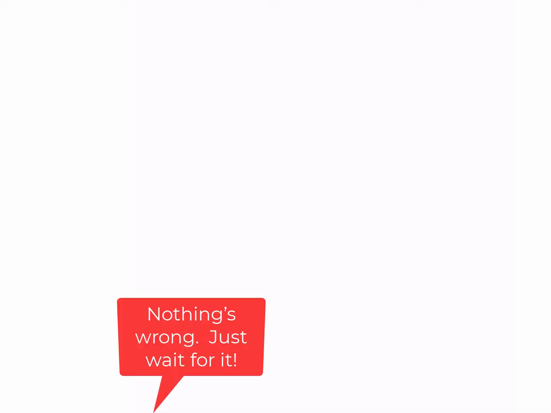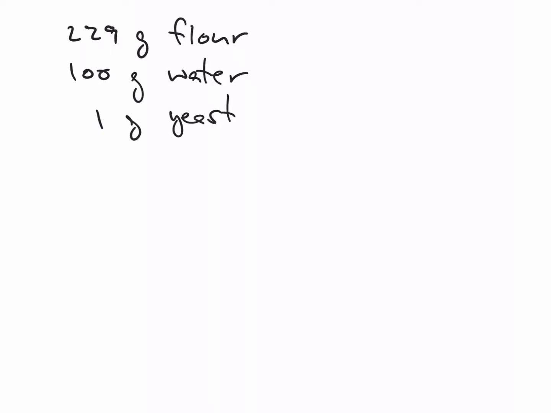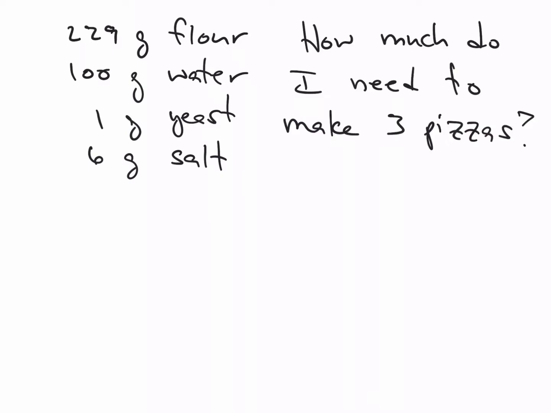Okay, we're going to look at a simple algorithm for calculating the quantity of ingredients for making pizzas. So my pizza dough recipe has 229 grams of flour, 100 grams of water, 1 gram of yeast, and then 6 grams of salt. So, how much of these ingredients do I need to make 3 pizzas?